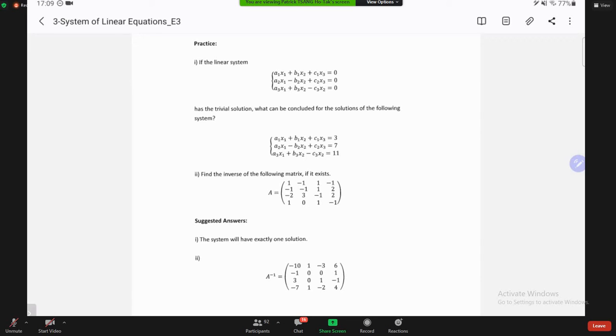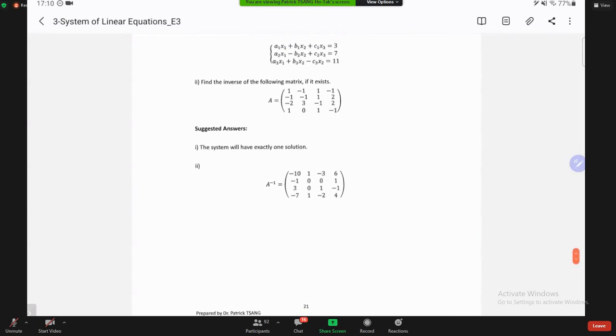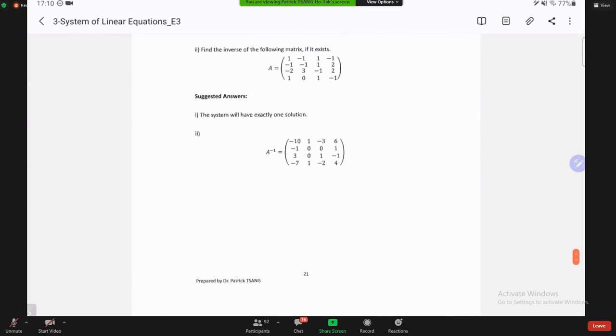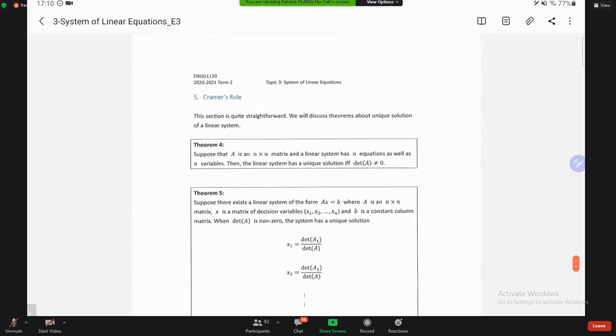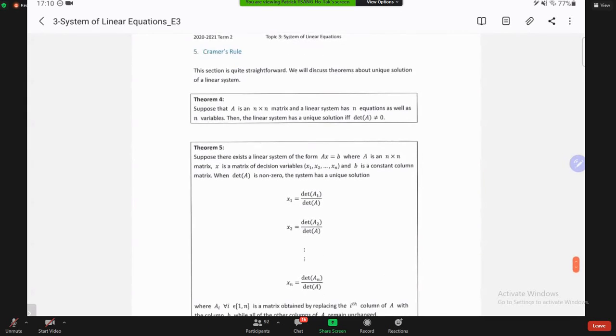Okay, if there is no particular question, I will move to the last section of this topic. Before the Q&A, I would like to finish that part first. So this page 21, I will leave it to you guys. Let's move to page 22.